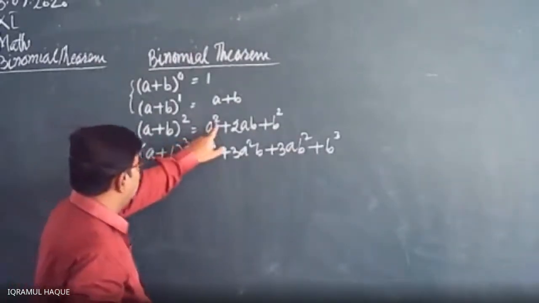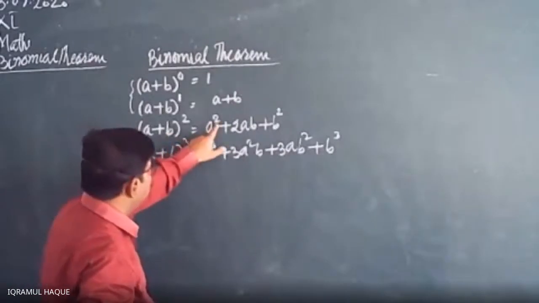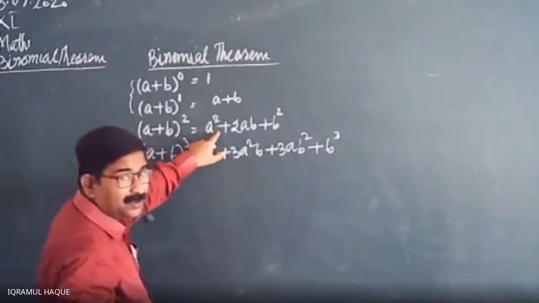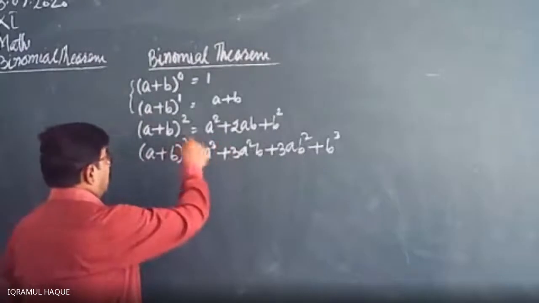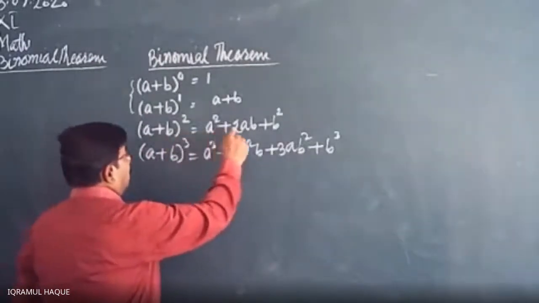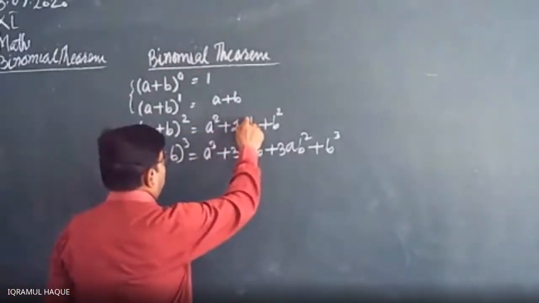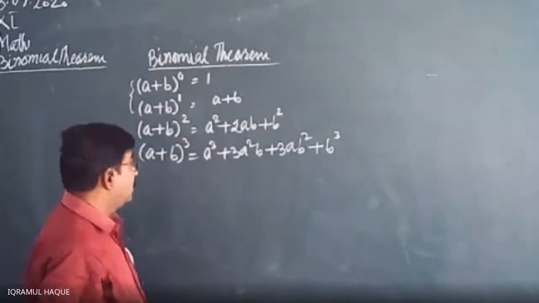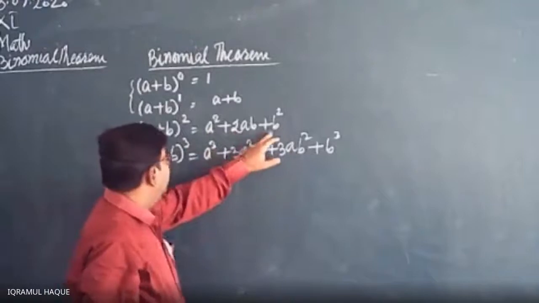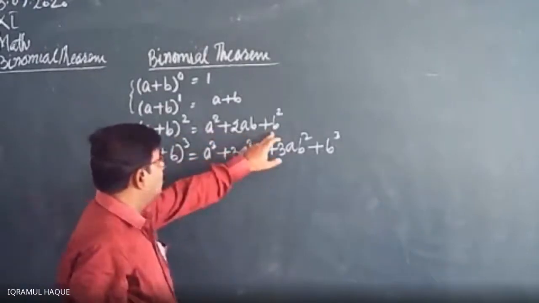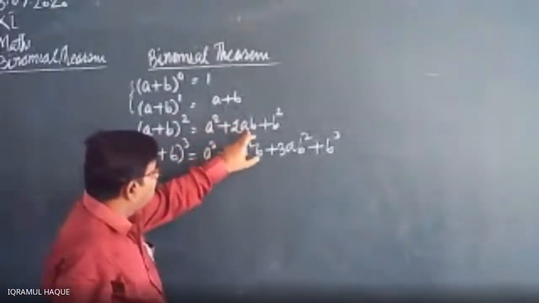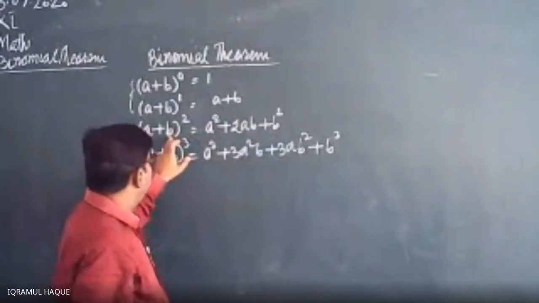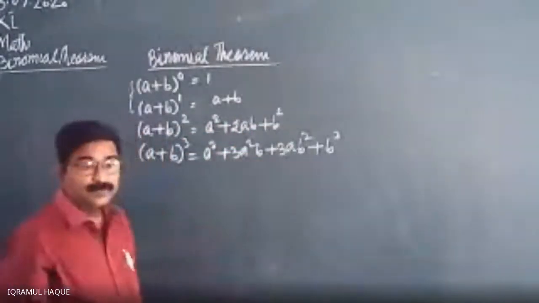So here b to the power 0. b to the power 0 is not taken because it is 1. See here, it is decreasing. Now a to the power 1 and second term is increasing, b to the power 1. Third term, a to the power 0, the powers 2, 1, 0, and b is maximum now.